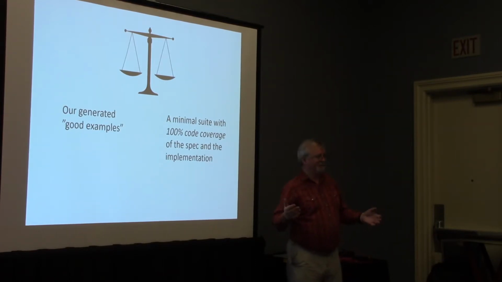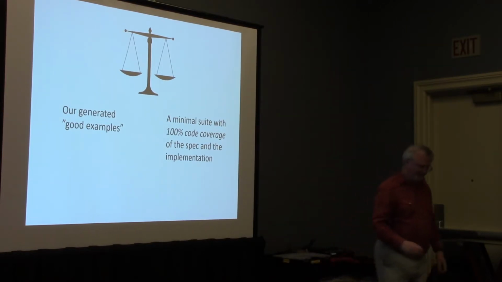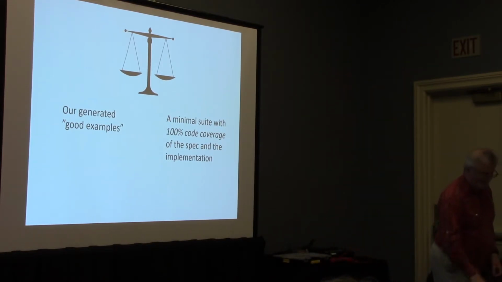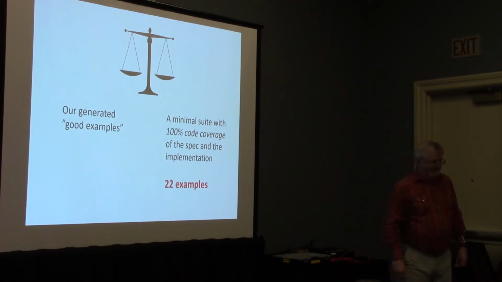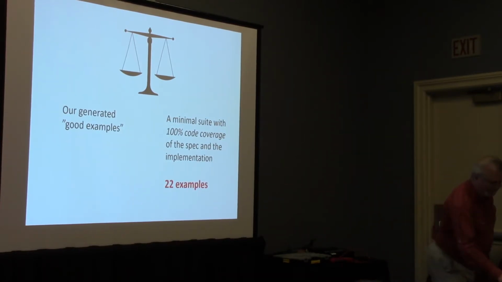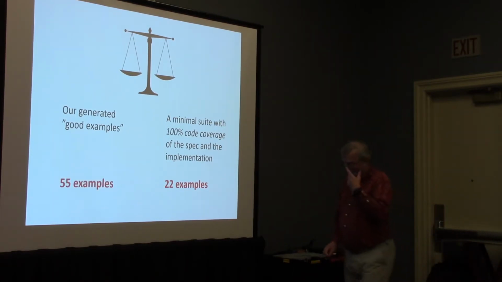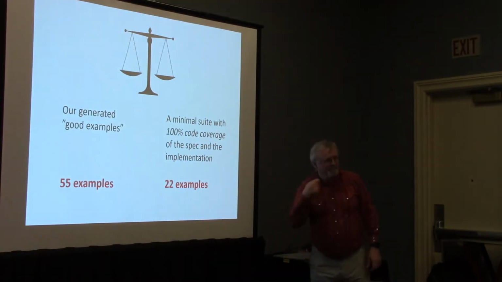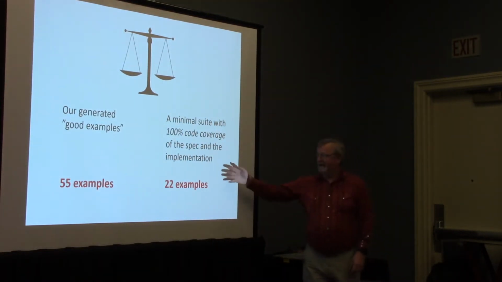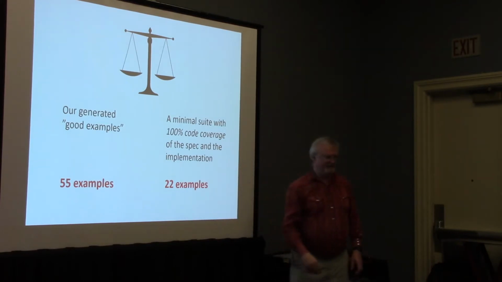That sounds kind of plausible, doesn't it? Well, using that method on our case study generated 22 examples. Using our heuristics generated 55. So you can already see that our heuristics demand a bit more of the examples than 100% code coverage. In this case we get 22, in that case we get 55.